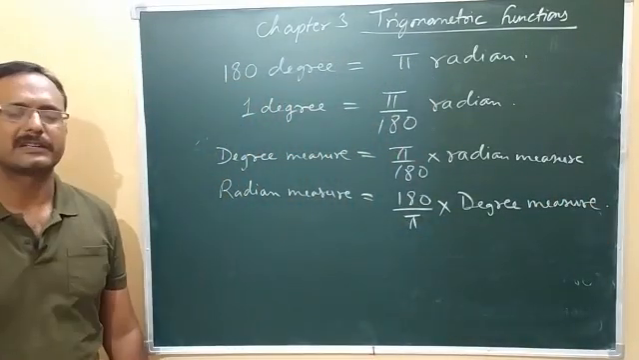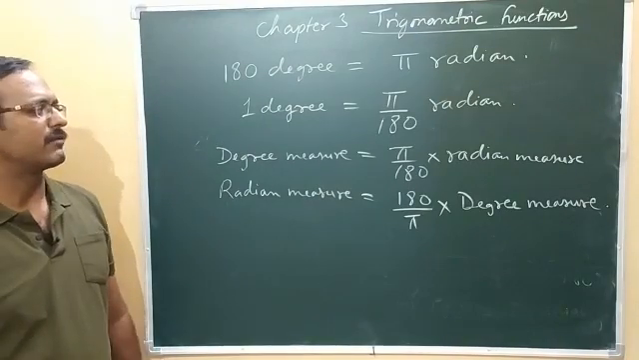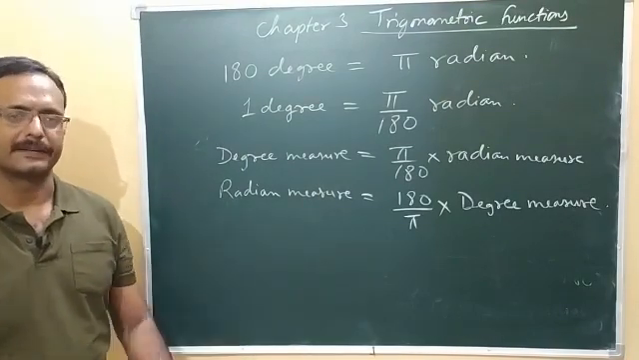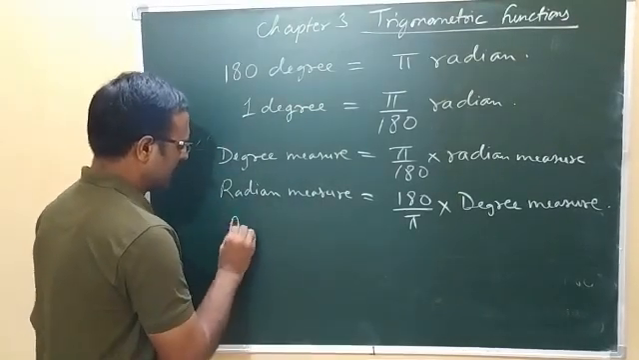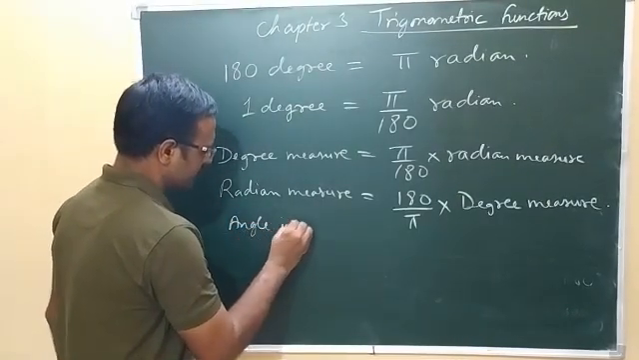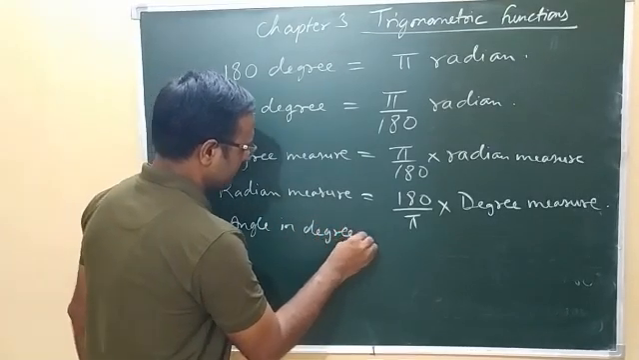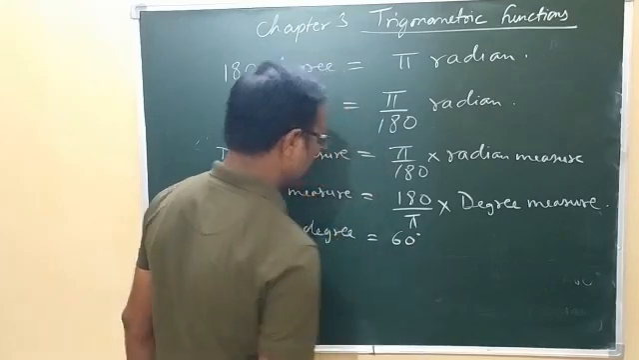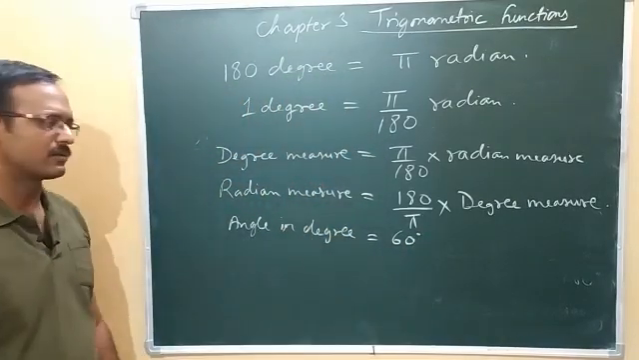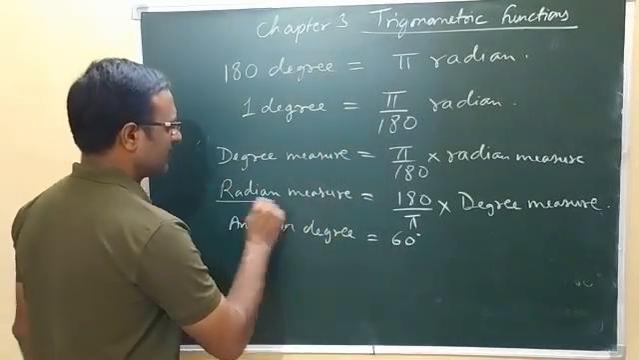Now let us look at some examples of how we can convert degrees into radians. Suppose the angle in degrees is 60 degrees. We have to convert it into radians. So what will we apply? We will take this formula.